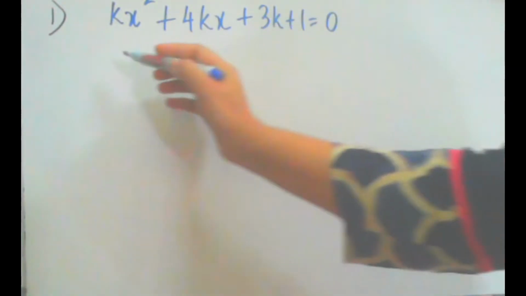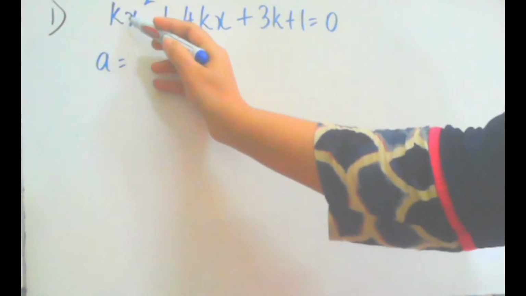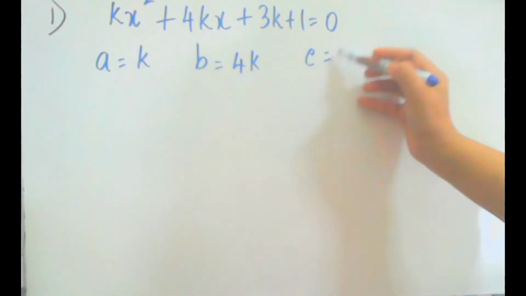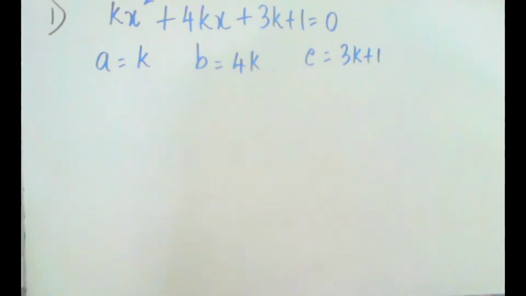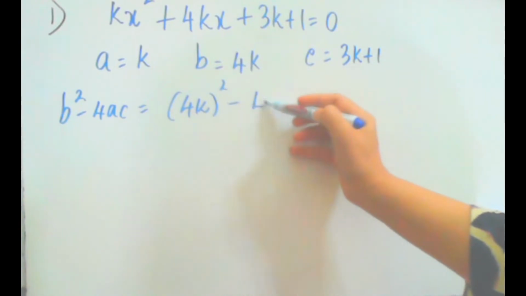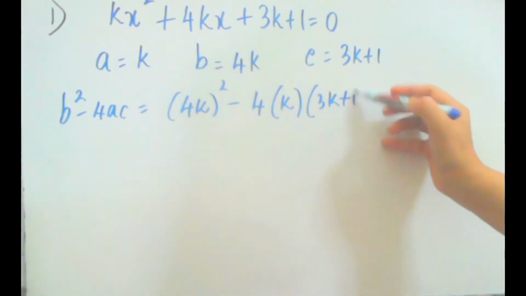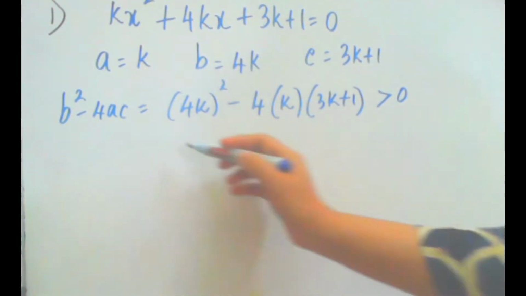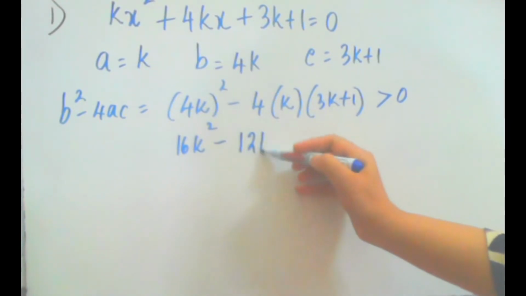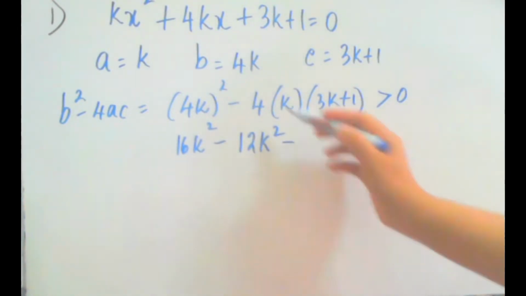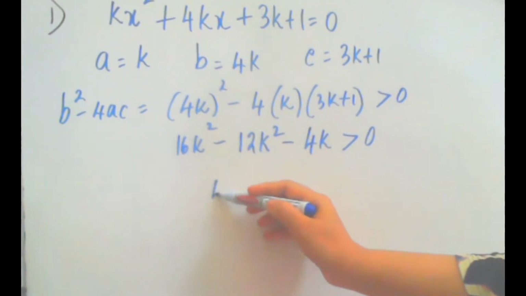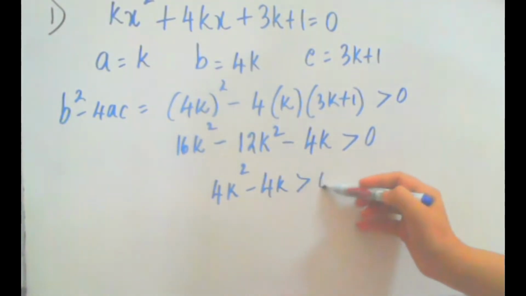Alright, let's start by identifying a, b and c first. a is the coefficient of the x² term, which is k. b is the coefficient of the x term, which is 4k. And c is the constant, which is 3k + 1. So b² − 4ac is equal to (4k)² − 4ac, and it is given that this is greater than 0. So this simplifies to 16k² − 4k(3k + 1), which is 12k² plus 4k, greater than 0. 16k² − 12k² gives 4k² − 4k greater than 0.